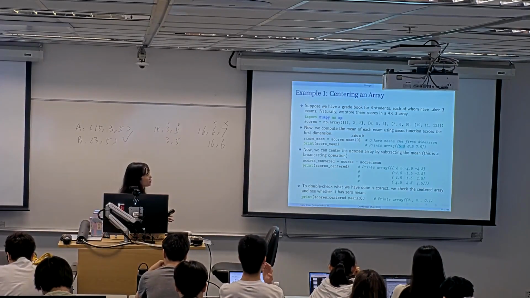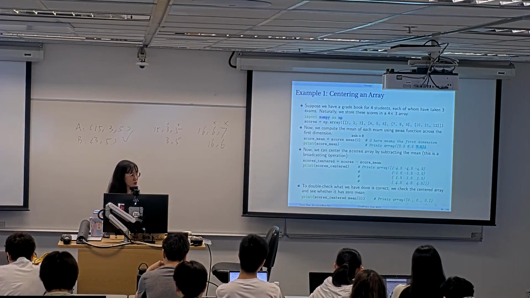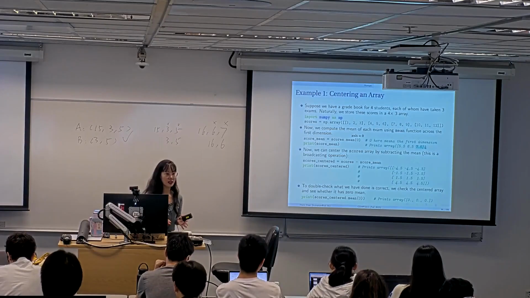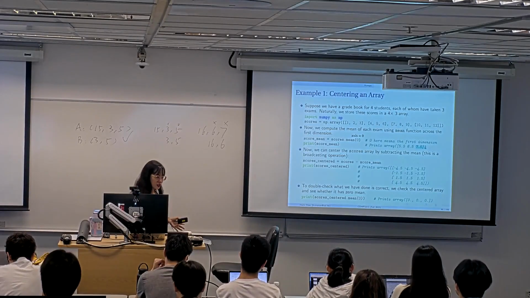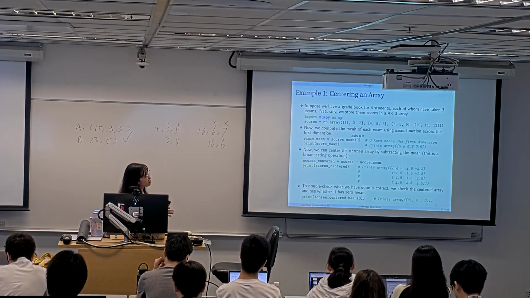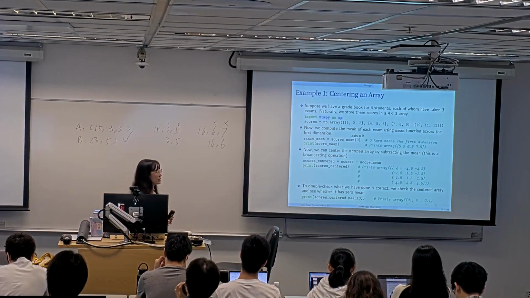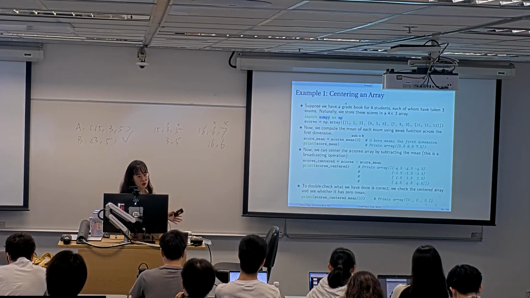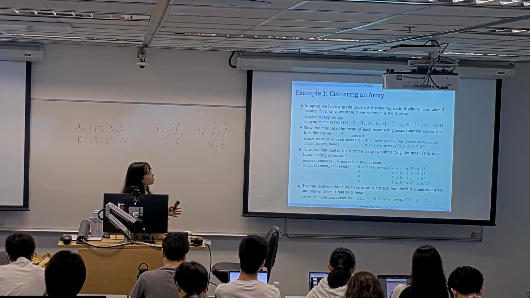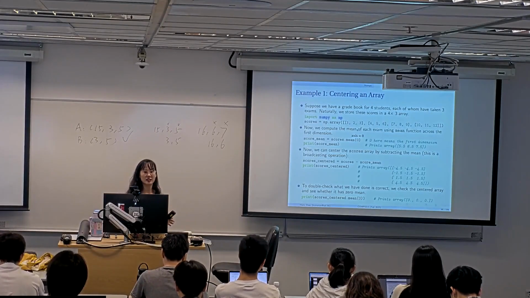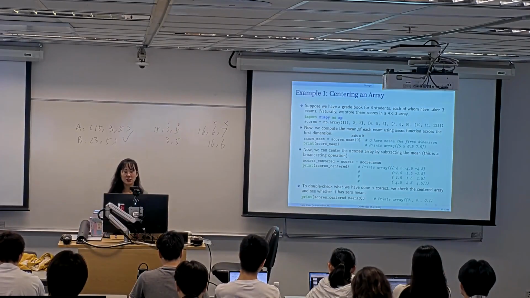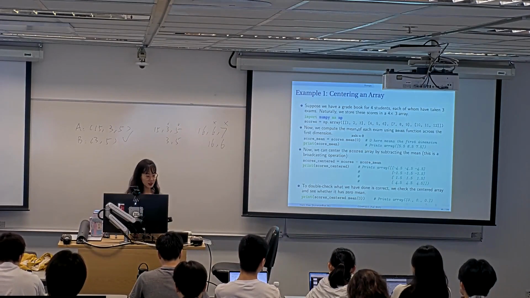And for the second one, the average score is 6.5. For the third exam, the 4 students get 7.5 average score. Okay, why do we need to compute the mean? Because if we want to center such array, then of course we need to get what is the original mean, right? After that, we can try to renormalize it so that its new mean becomes 0.